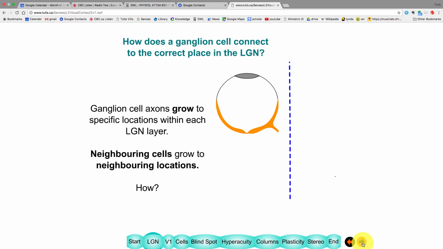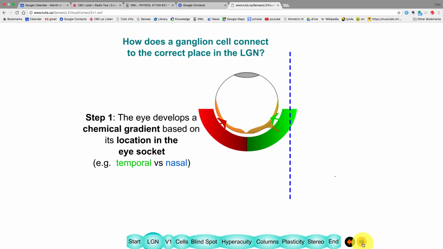And the way that happens is, first of all, in your socket, where the eyeball lies, that structure develops this chemical gradient. So you can see that on this side, you've got different shades of green, and this side you've got different shades of red. And that's supposed to symbolize a chemical gradient that's being developed in that socket. That chemical gradient is taken on by the retina and the ganglion cells that are located there.